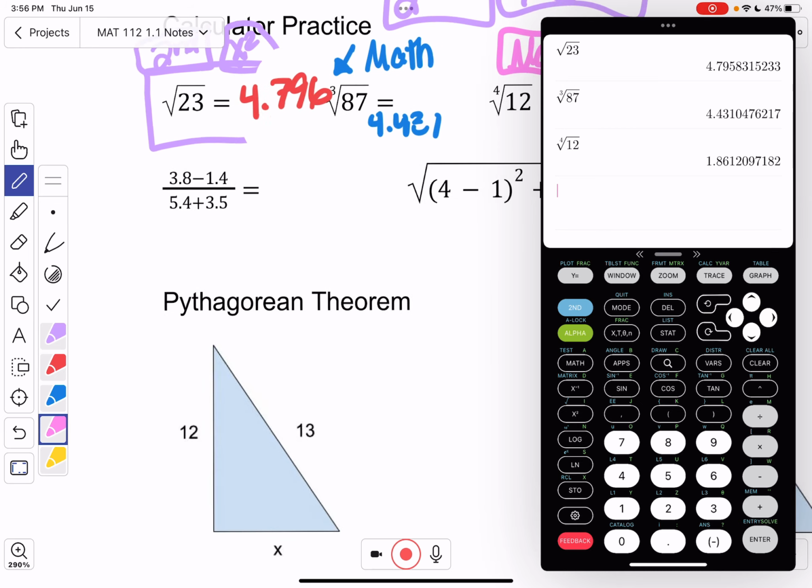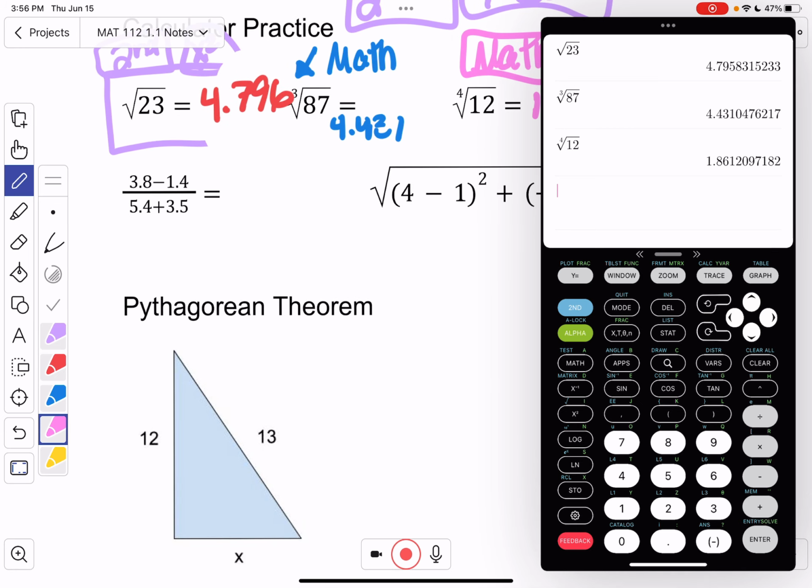When you're typing fractions on a calculator that also have operations, you want the top and the bottom to happen separately. And the calculator does order of operations. So you need to put parentheses on the top and the bottom. So parentheses 3.8 minus 1.4, close parentheses. And then put the denominator in parentheses as well. Otherwise, it's going to do the division first, and you will not get the answer you're looking for.